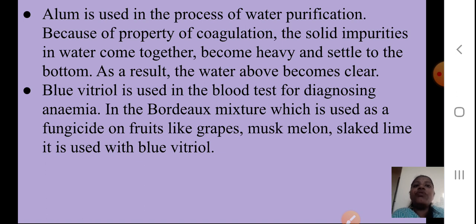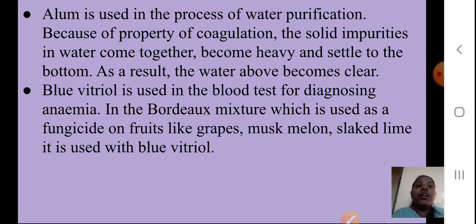Okay, blue vitriol is used in the blood test for diagnosis of anemia. Now anemia means the condition where the iron in the body, the hemoglobin, goes on decreasing. The levels decrease. So we can use blue vitriol in the blood test for the diagnosis of anemia.